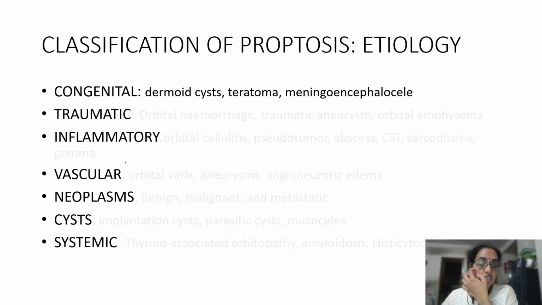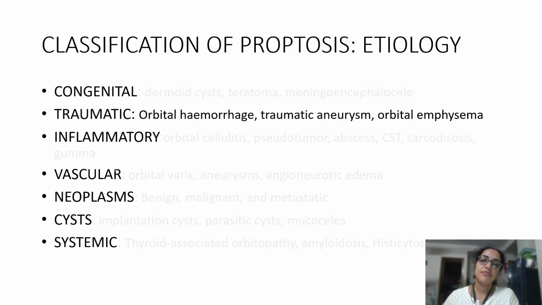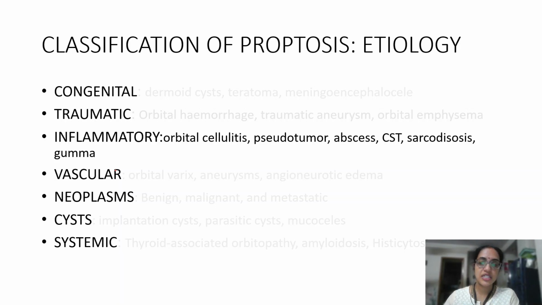Based on the etiology, we can classify proptosis as congenital, like cysts such as dermoid cysts, teratoma, meningoencephaloceles can present with proptosis. Following trauma, there can be orbital hemorrhage, traumatic aneurysms, orbital emphysema, blow-in fractures can also cause proptosis. Inflammatory causes more commonly encountered in an outpatient clinic are orbital cellulitis, orbital pseudotumor, abscesses, cavernous sinus thrombosis, infections, and granulomatous diseases like sarcoidosis.